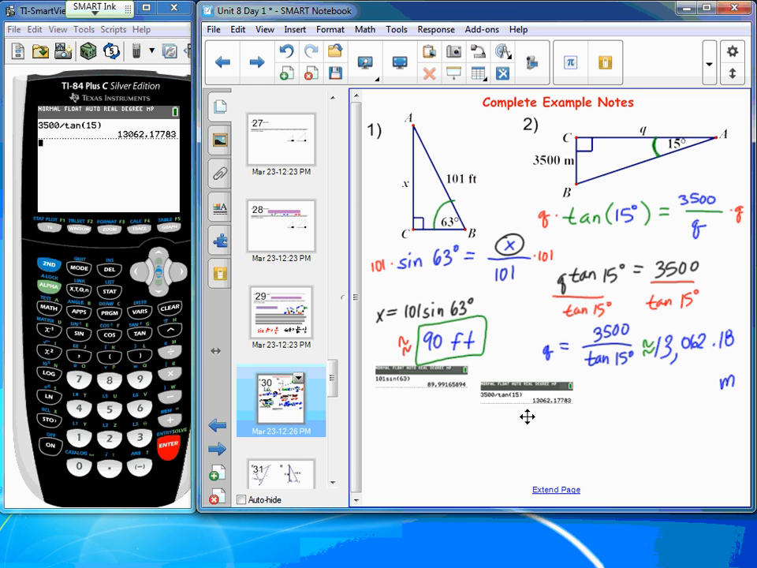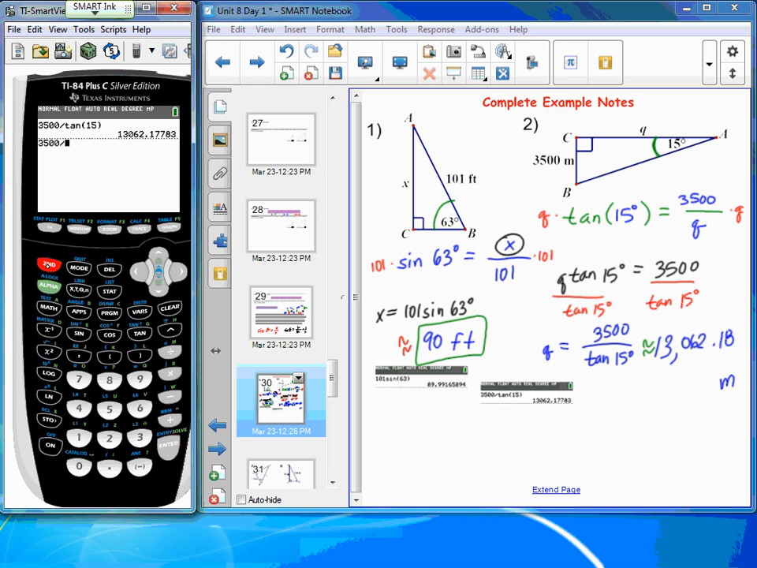Let's take a look at my angle. So this is 3,500 meters, this is 15 degrees, and this we're getting is about 13,000. Let's see if that makes sense. If 13,000 meters is correct, then when I do opposite over adjacent, 3,500 divided by that answer, and get the decimal for that, that should be the same as the tangent of 15. So let's check and see if that's the case. What's the tangent of 15? 0.2679. So it does work.